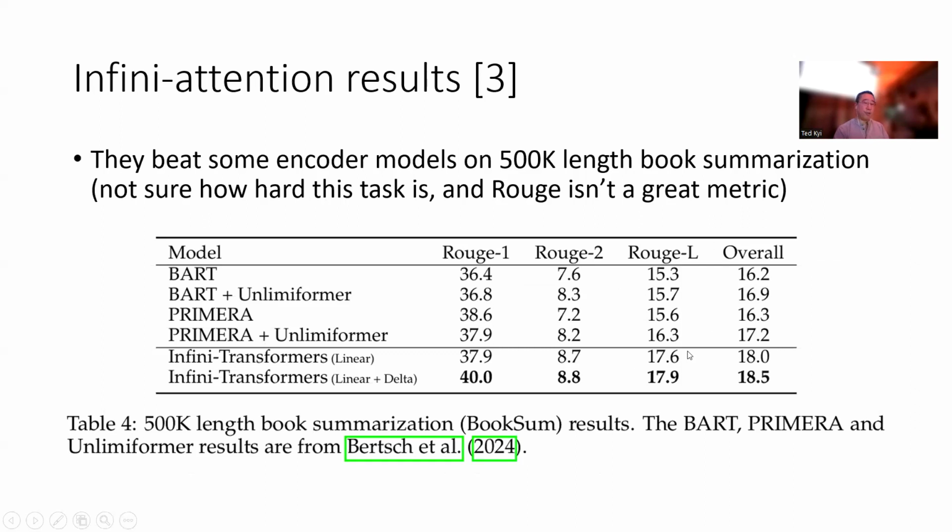They did some book summarization, so you have these 500,000 token book excerpts, and they're mostly comparing this against BERT type encoder models, and they did pretty well. This seems like a reasonably hard task, but Rouge is not a great metric, so I'm still not 100% sure how strong this result is.